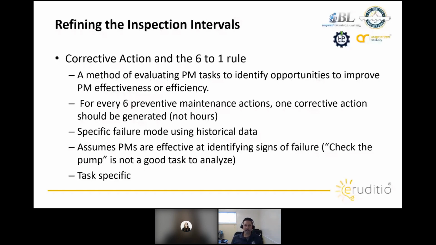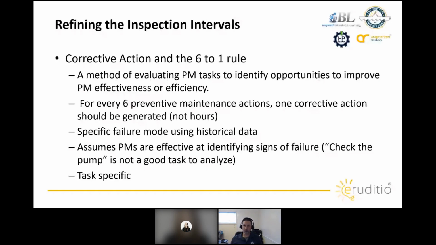Are we detecting or not detecting those corrective actions because of the effectiveness of our inspection, or are we trying to improve the efficiency? So what I mean by that is if I have a PM that is inspect pump, that's not effective because everyone is going to do it differently, and there's no repeatability in that inspection process. So if that's the case, this rule does not apply. We have to have that effectiveness. Everyone's got to be looking at the same failure mode the same way, or we can't evaluate the effectiveness of it. Once we have that effectiveness, then we can look at the efficiency, which is either increasing or decreasing the inspection intervals based on those findings.